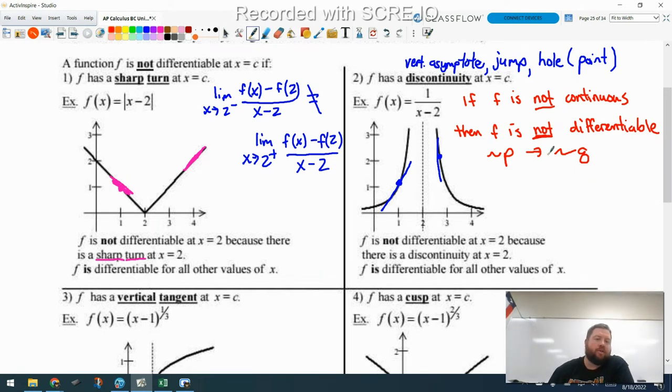So if this is the original conditional statement, then the contrapositive is where we switch the order and we change the sign. So this one is if not P, then not Q. Our contrapositive would be if Q, then P. So let's write that out using our definition up here. If f is differentiable, then f is continuous.